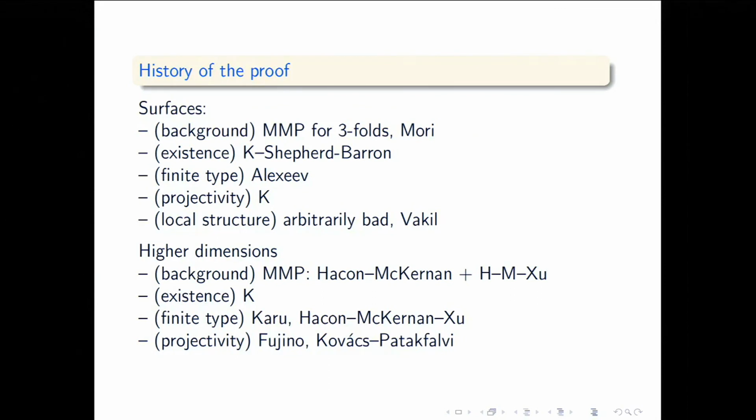So for surfaces, since we have to deal with one-parameter families of surfaces, they have dimension 3, so this needed a three-dimensional MMP, so it had to wait for Mori. Now, the existence was in my work with Shepherd-Barron. Then it turns out that proving it is of finite type, so that there are finitely many irreducible components, has been a very difficult problem. For surfaces, it was proved by Alexeev, and then the projectivity, I did that.